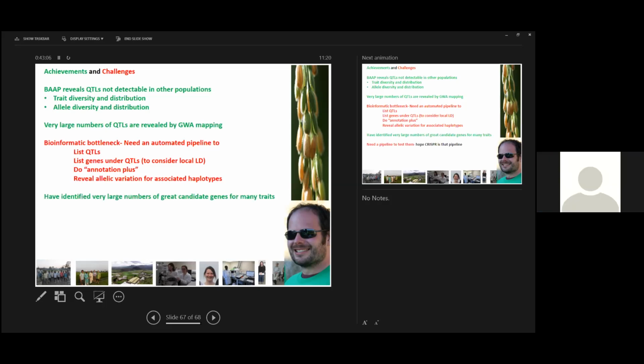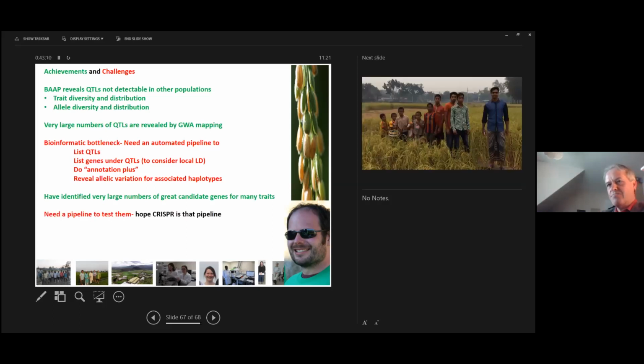We've identified a great number of candidate genes for many traits, and we need a pipeline to test them. What we'd really like to do is to use CRISPR as that pipeline. We now have loads and loads of excellent candidate genes. CRISPR offers an opportunity to test them relatively quickly. We haven't got anywhere with that yet. We've tried writing grant proposals to get money to do CRISPR, and so far we haven't succeeded. It seems more difficult to get money in the UK than it ever used to be. So we're still hoping. And that's the last slide.